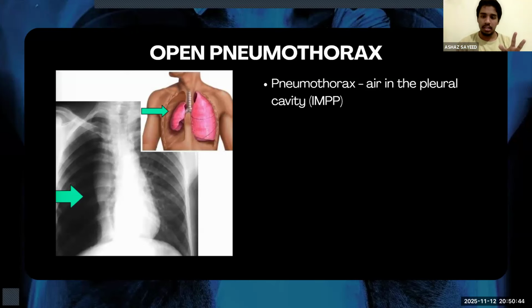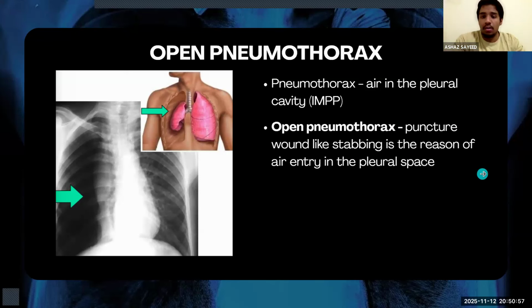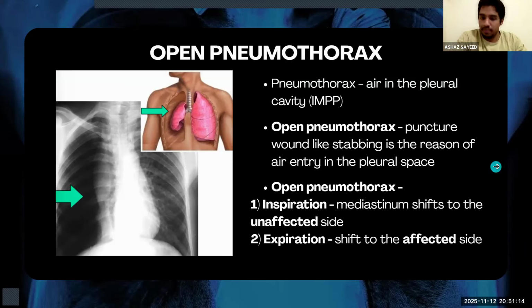So you have your pleural space, your pleural cavity, whatever you like to call it. It should usually have fluid in it. But if air enters it, that's going to be a problem. Air entering this part, that is a pneumothorax. Now, an open pneumothorax is, let's say someone got stabbed. Their parietal pleura got punctured, and because of that, now you have air entering the space. Air enters the pleural space because there is an open wound. Now, how does this work?